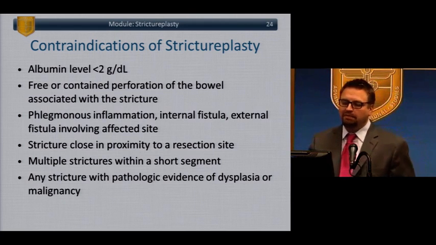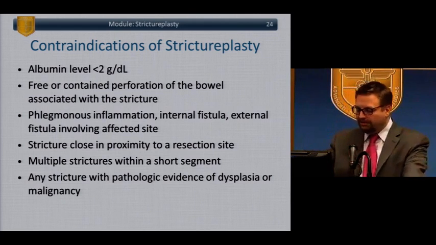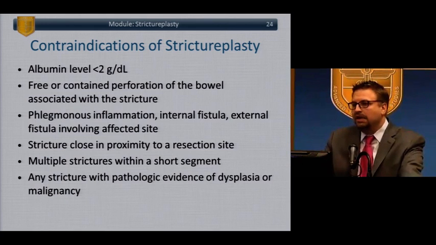So bear in mind, if a patient has a stricture, that tells you it's been chronically inflamed, and that sets them up for malignancy at that site.